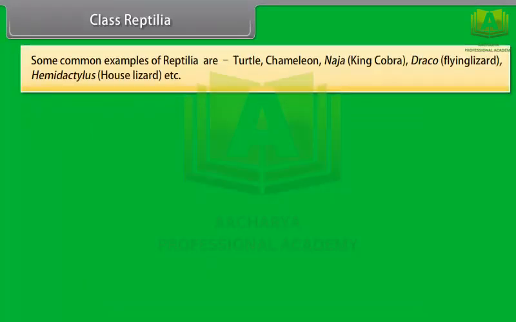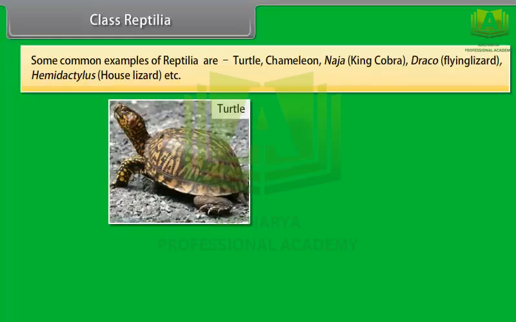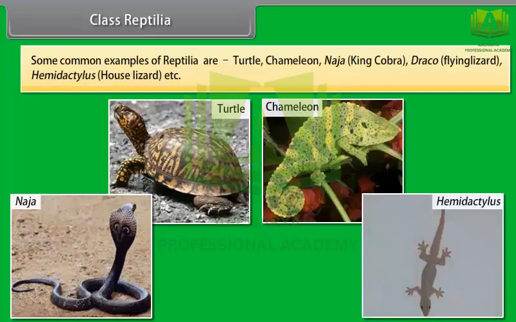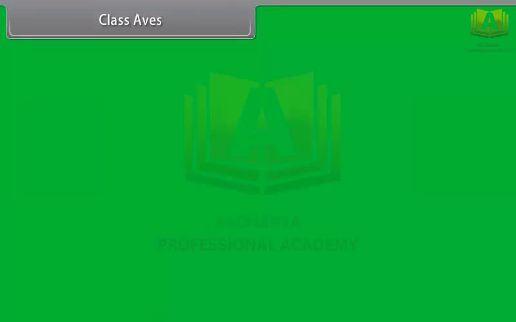Some common examples of Reptilia are turtle, chameleon, Naja, king cobra, Draco, flying lizard, Hemidactylus, house lizard, etc.